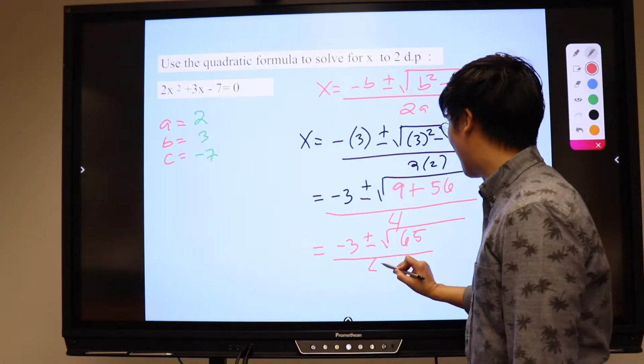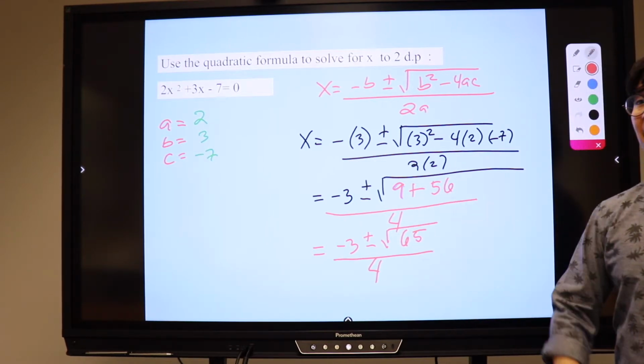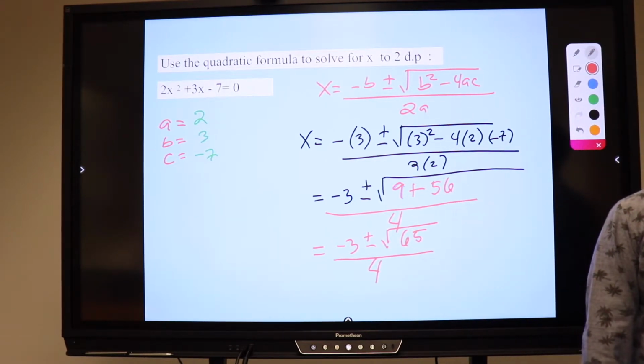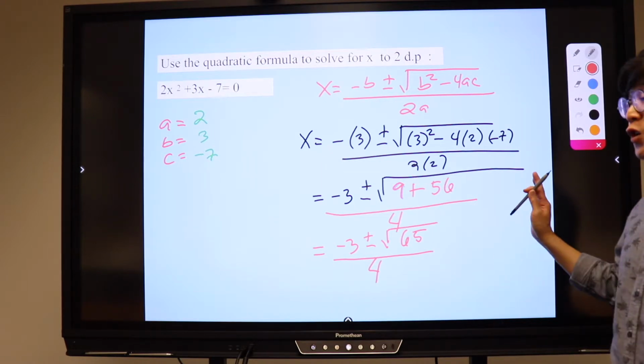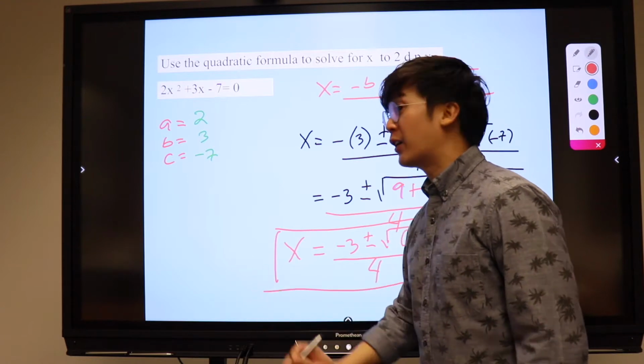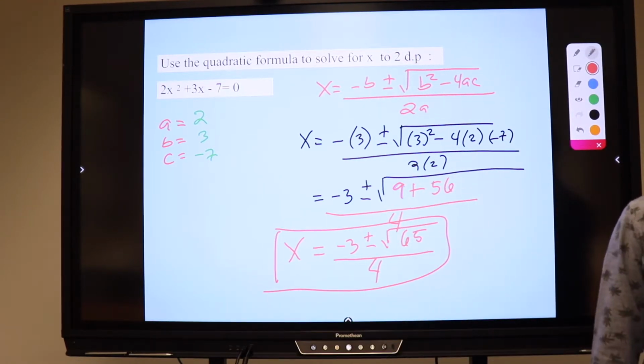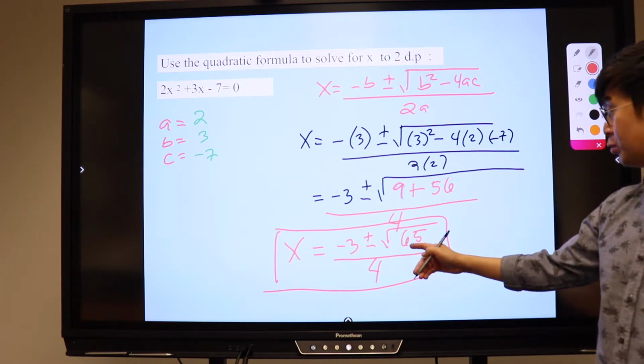All over 4. Now, is 65 a perfect square? No. So if it's not a perfect square, you can have it like this. That's the answer. So that is your final answer, as long as the square roots are not perfect squares.